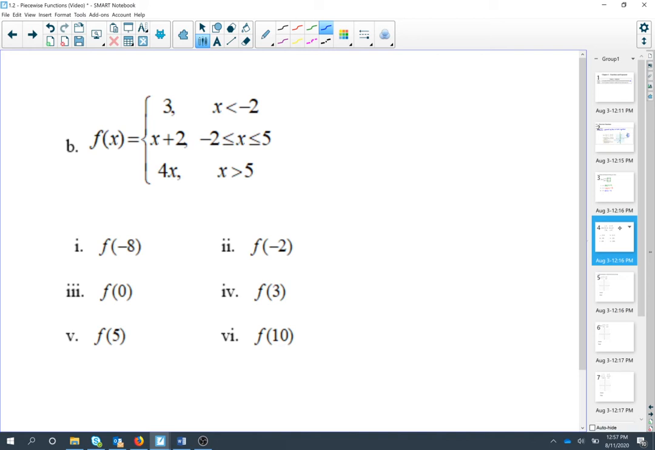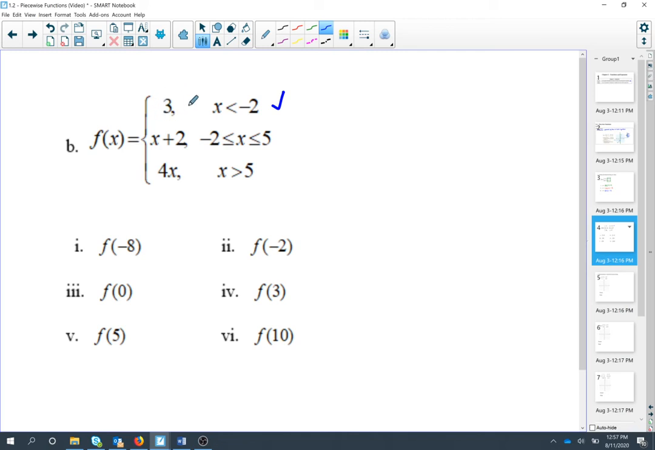Letter B, we have a new piecewise function. This function is actually defined by 3 different functions, and I want all of these. So number 1, f of negative 8. Well, f of negative 8 is telling you x equals negative 8. Is negative 8 less than negative 2? Is negative 8 between negative 2 and 5? Or is negative 8 greater than 5? Negative 8 is less than negative 2, so we're going to substitute it into this function.